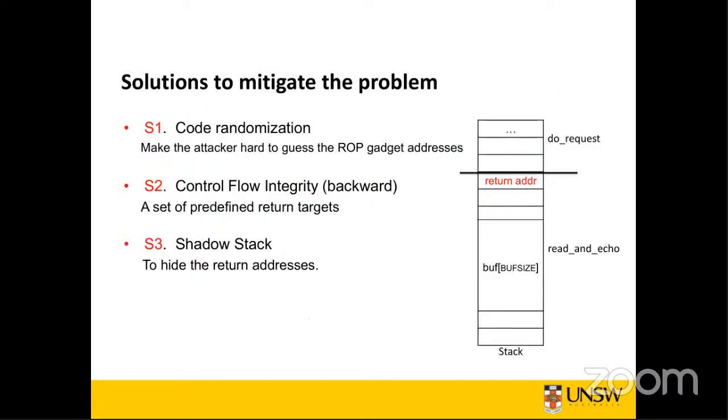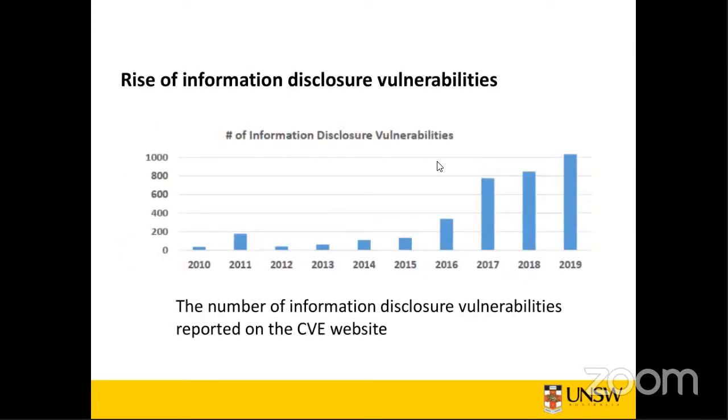So there are several solutions to mitigate this problem, including code randomization, control flow integrity, and shadow stack. The shadow stack hides the return addresses in the hidden stack. It relies on the hiding of the location of the shadow stack, so it's vulnerable to information disclosure such as format string vulnerability. As shown in this slide, the number of information disclosure vulnerabilities reported on the CVE website has risen quickly in recent years.